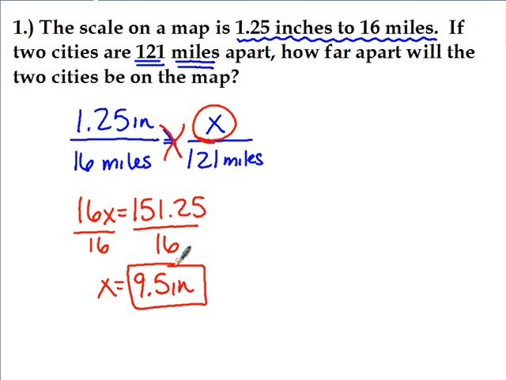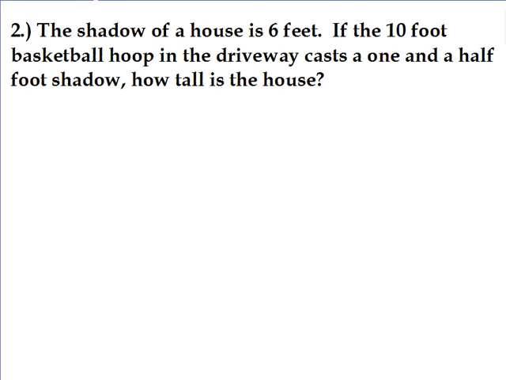So for every single problem moving forward, we're going to do the exact same thing. Set up a proportion and solve. So, the shadow of a house is 6 feet. If the 10-foot basketball hoop in the driveway casts a 1.5-foot shadow, how tall is the house?